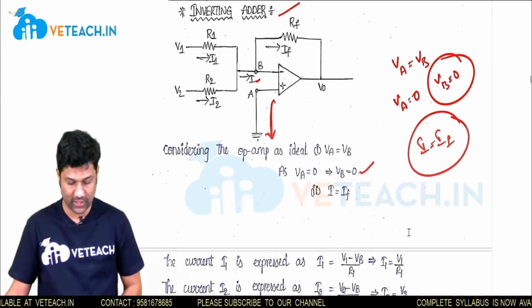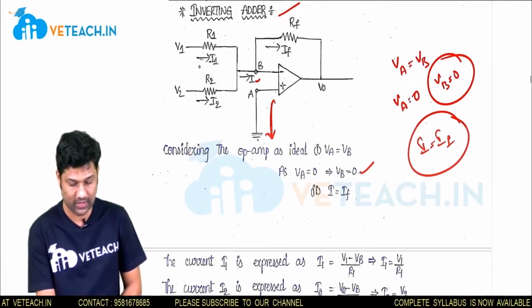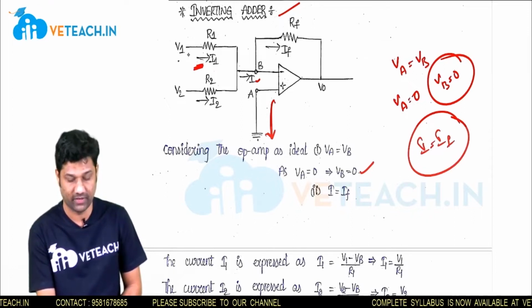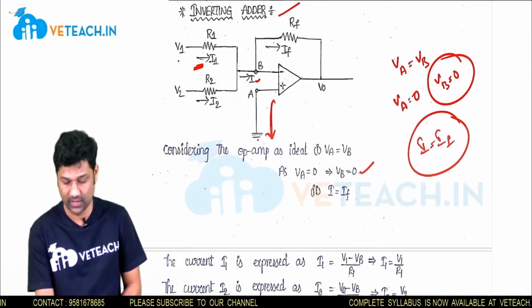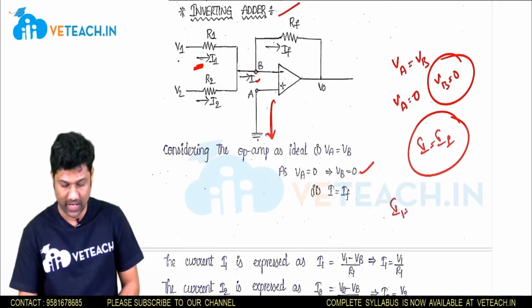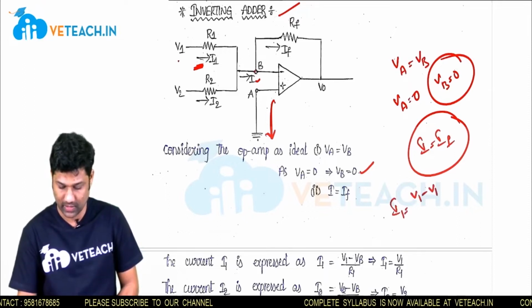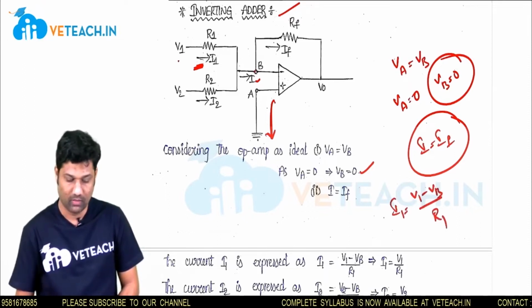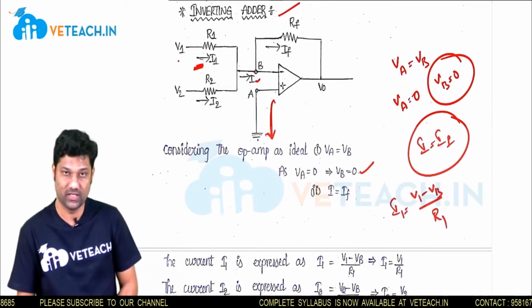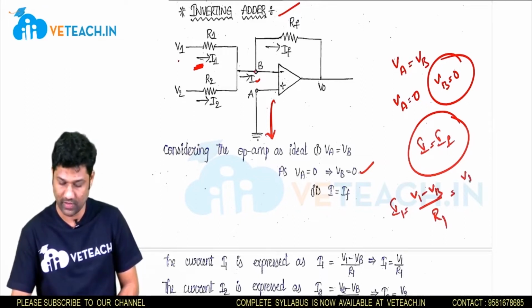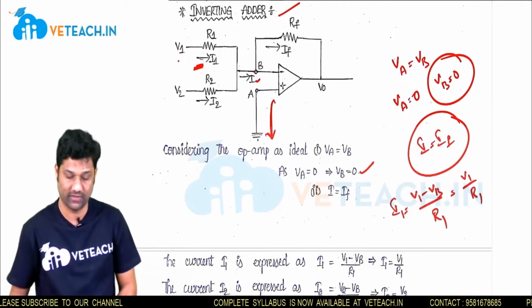Now first write down the expression of I1. I1 is a current starting from V1 and ending at VB. So the expression of I1 can be written as I1 equal to (V1 minus VB) by R1. But what is the value of VB? The value of VB is 0. So we can write I1 equal to V1 by R1. That is the expression of I1.